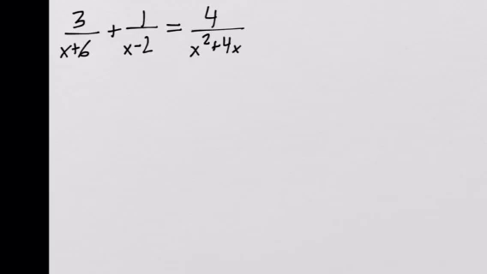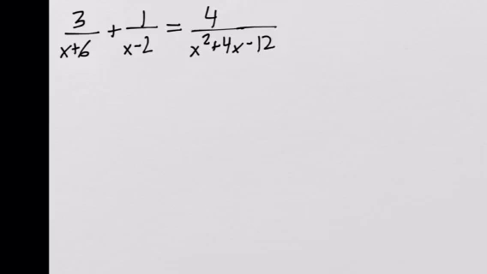So given the rational equation 3 over x plus 6 plus 1 over x minus 2 equals 4 over, getting a step ahead of myself here, x squared plus 4x minus 12. So the first thing that we're going to want to do is multiply to get rid of all those denominators.